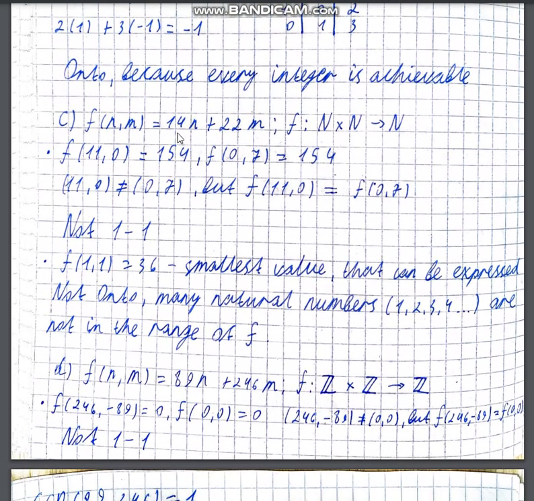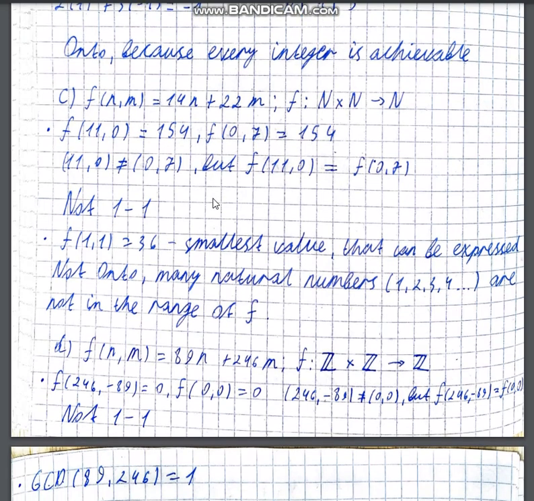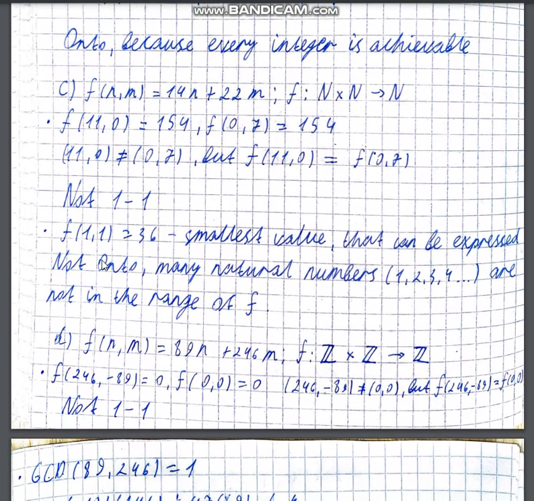Part C, here it is also not one-to-one. I gave a counterexample why it is not one-to-one. And it is not onto because if we take the smallest values of 1 and 1 for n and m, it gives 36. So it means that 36 is the smallest value, but it must start from 1 to infinity. So it also skips too many natural numbers.